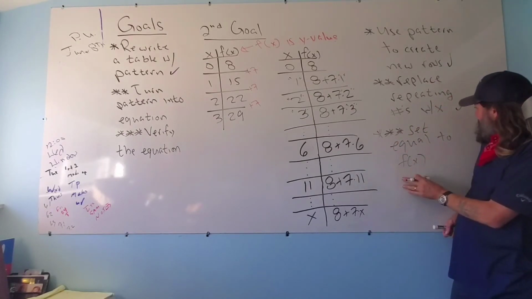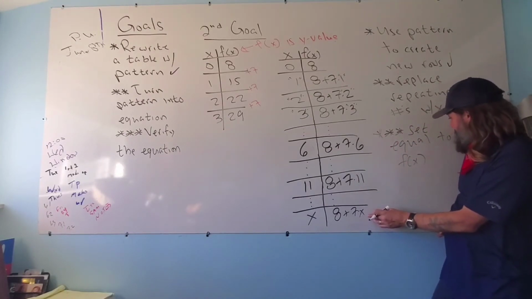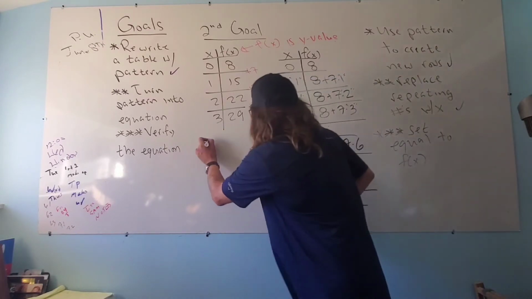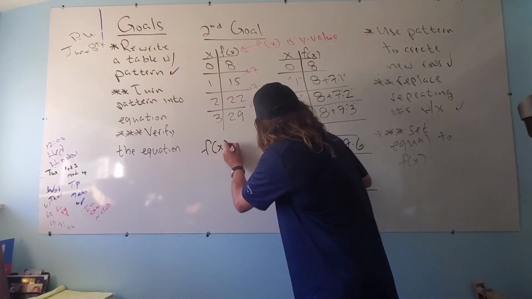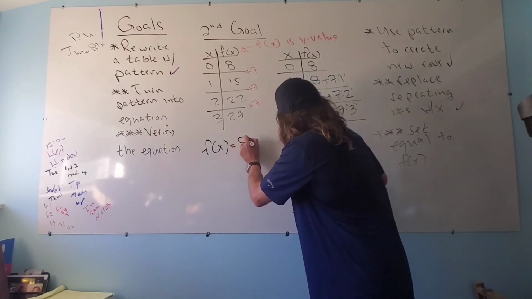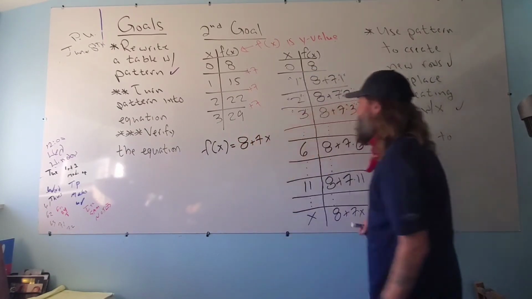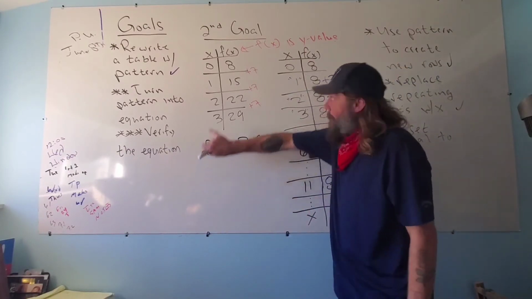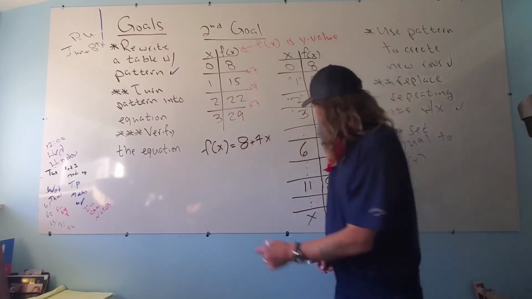Our third goal is really easy. We're going to set this equal to f of x. So what we do is we say f of x is equal to 8 plus 7x. And this equation represents this table.